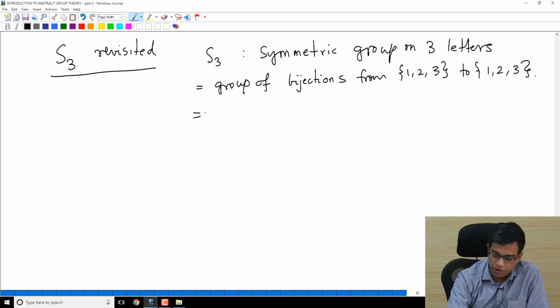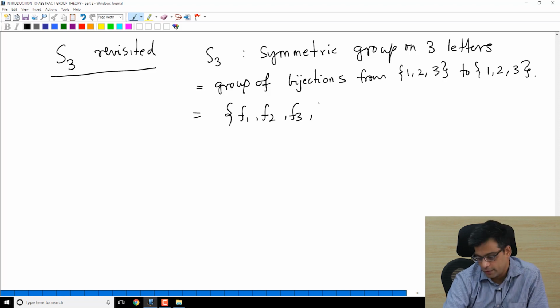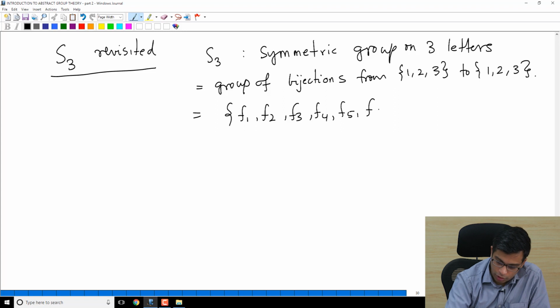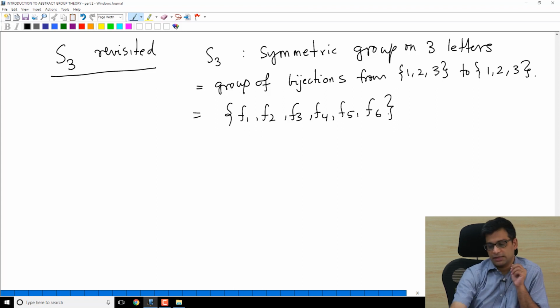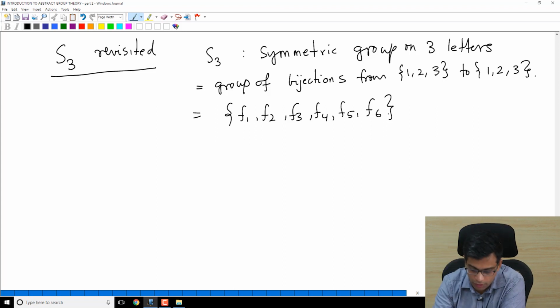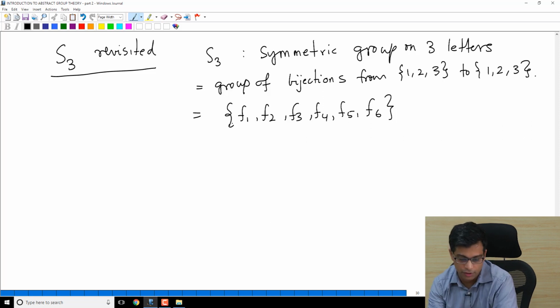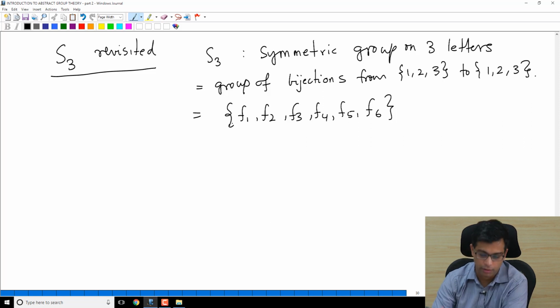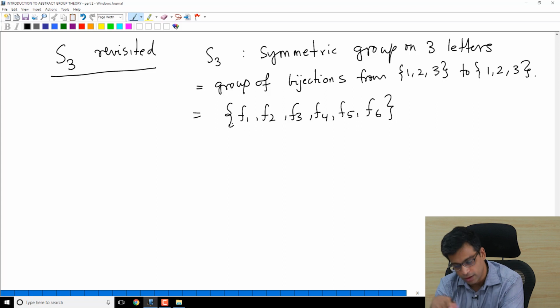Okay, in my earlier notation, which was given in my first video, I concretely told you what the 6 bijections are and gave them the names F1, F2, F3, F4, F5, F6. Now I want to give a more logical, more clear notation for this group, because obviously this is not useful right now. What is F2? You have to go back and see what I have called F2. So instead of doing that, I am going to give you a different description of S3, and in subsequent lectures I want to use that description.